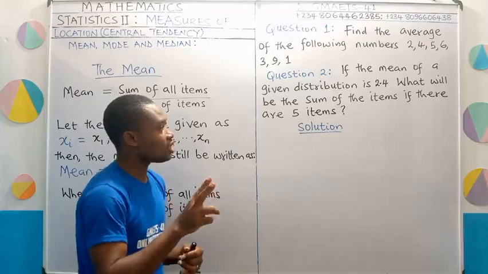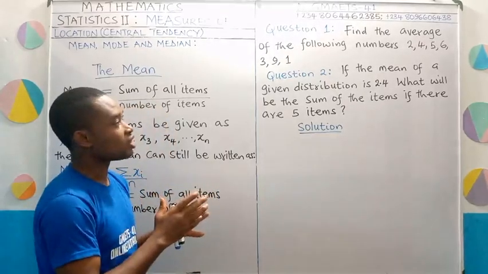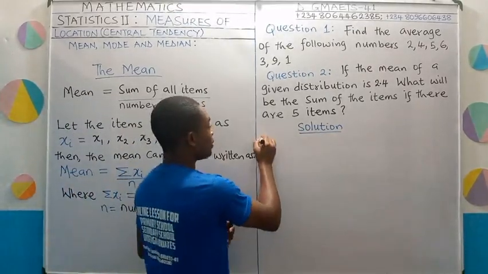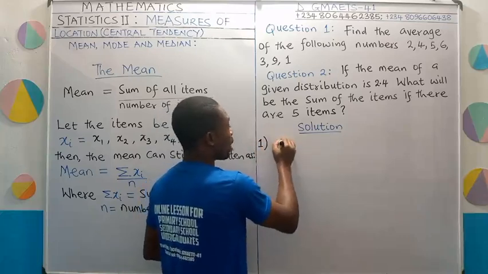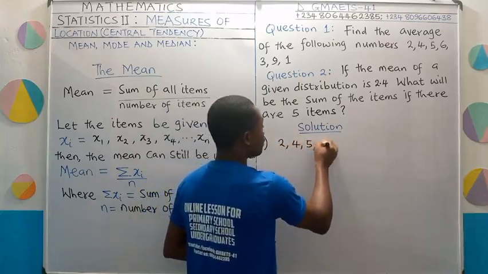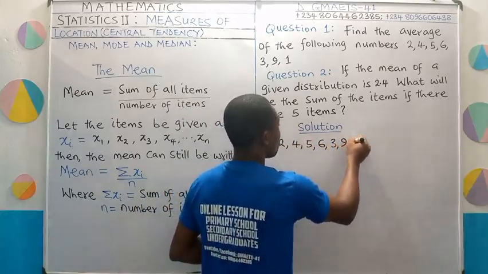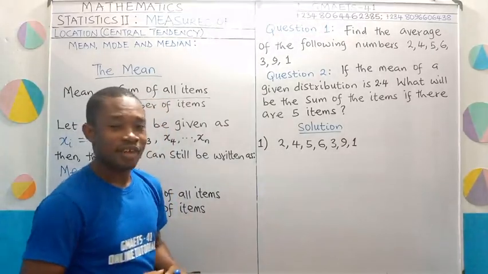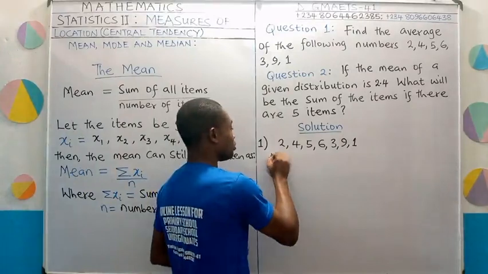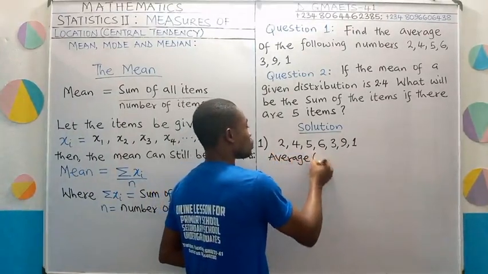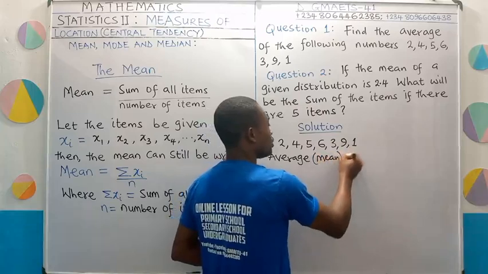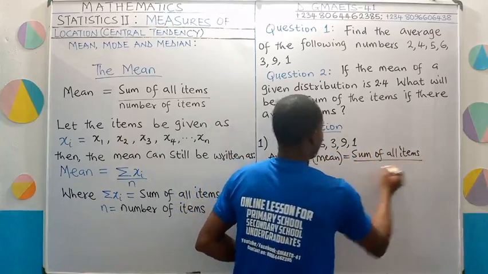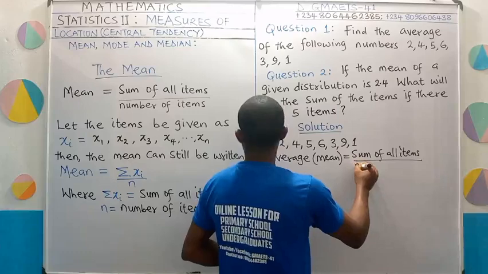We have two questions here to quickly solve. The first one says we should find the average of the following numbers. Let's see how we go about that. Question number one, the numbers are 2, 4, 5, 6, 3, 9, 1. These are the items, and now we have to find the average. Average is the same as mean. Average, which is also referred to as mean, we know is equal to sum of all items divided by number of items.